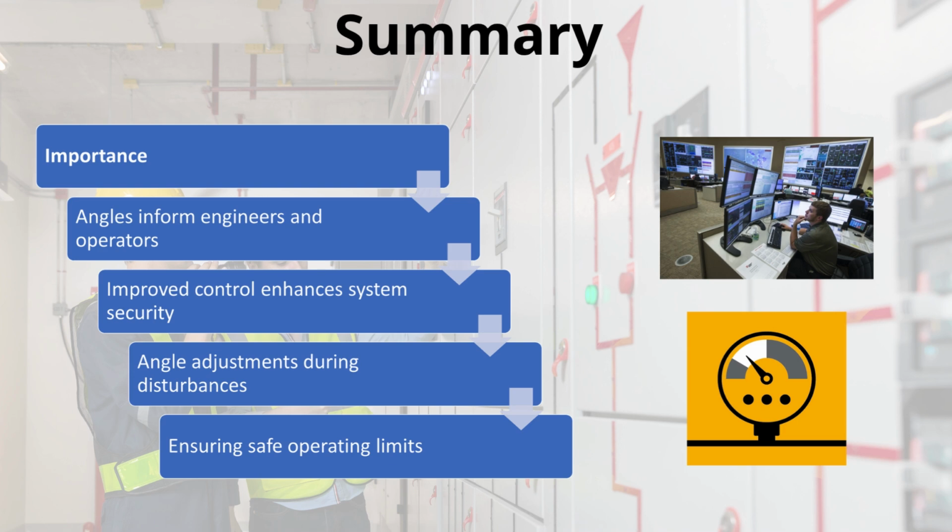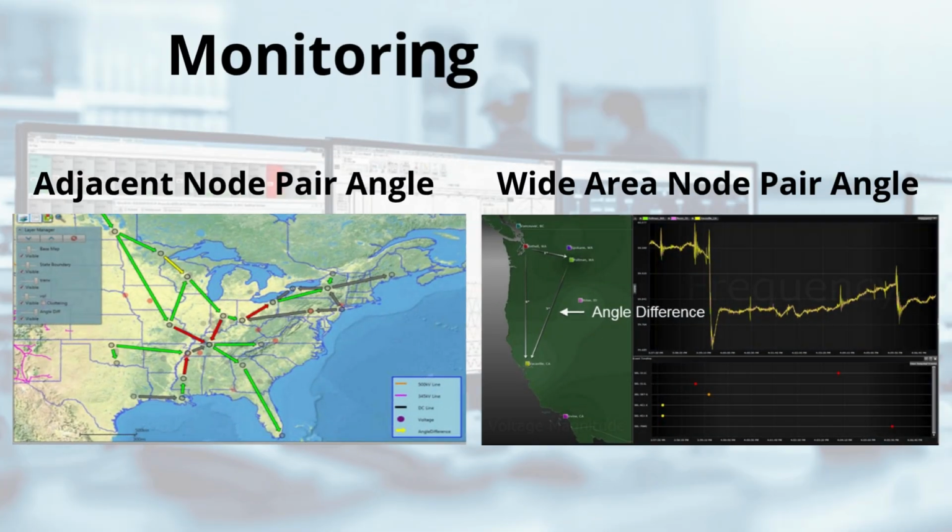Which leads perfectly into the practical side. How do we actually see these angles? How does monitoring work? Monitoring. It's everything in operations. It gives engineers and operators that real-time view they desperately need. Better monitoring means better control. Sure. It means enhanced security for the whole system.